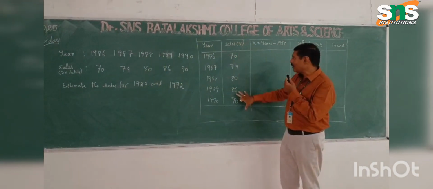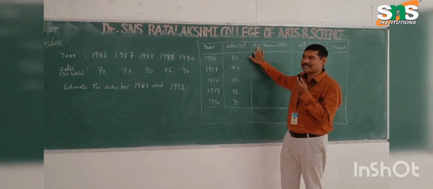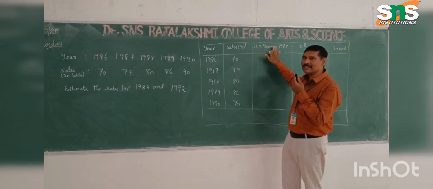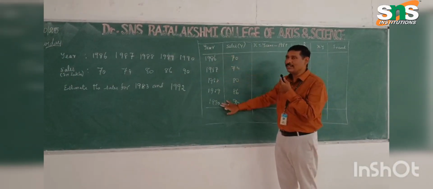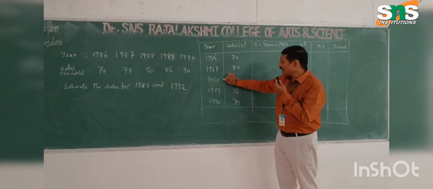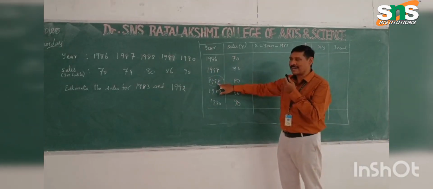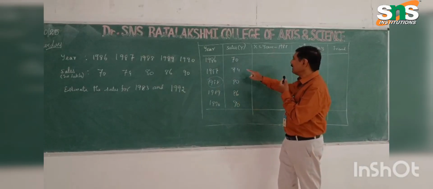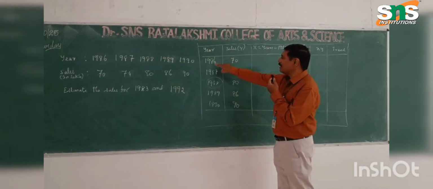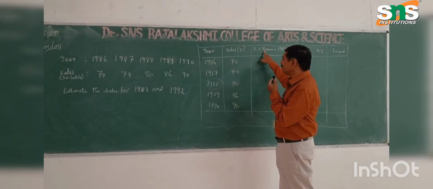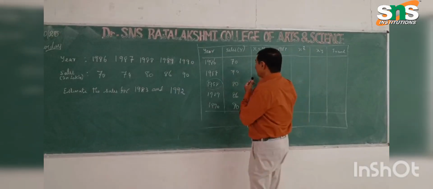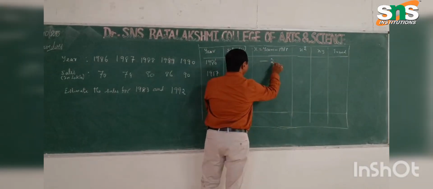It was given, so write all these things. Now we calculate x. The x value is year minus mid year. Among all the values, the mid year is 1988. Therefore, each year has 1988 subtracted. So here the first data, 1986, is the year. Subtract 1988: 1986 minus 88 is minus 2.